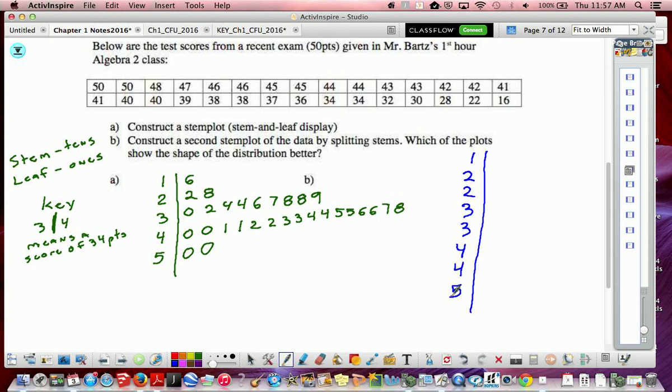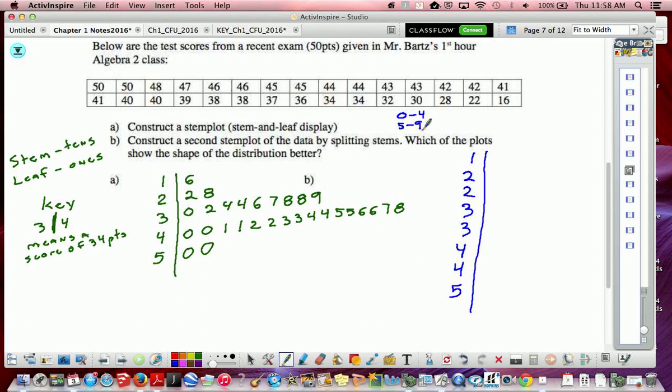So what happens when you split the stems is you're basically splitting the scores into 0 to 4, 5 to 9, because they each will have 5 scores in them. You have 5 scores here from 0 to 4. A lot of students will go 0 to 5 and 6 to 9, but then you actually have 6 scores to 4 scores. You want to keep them even.